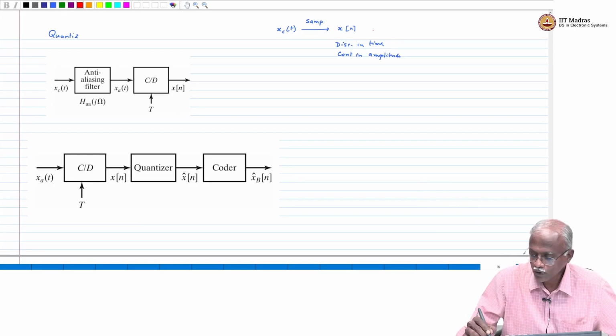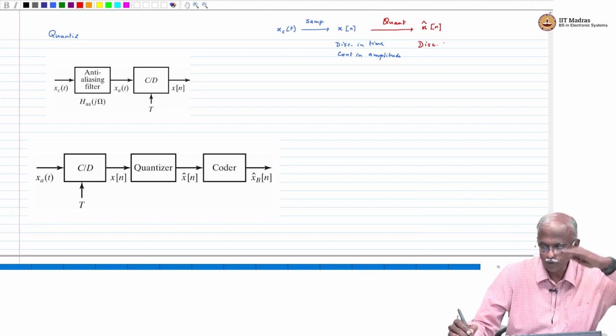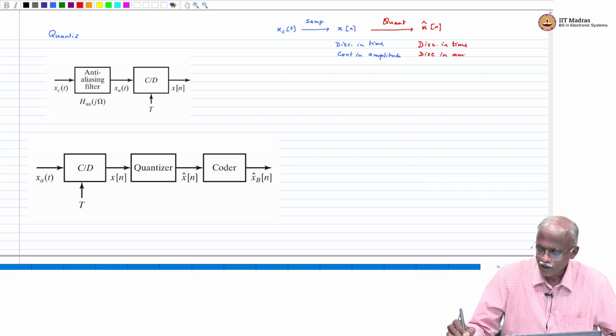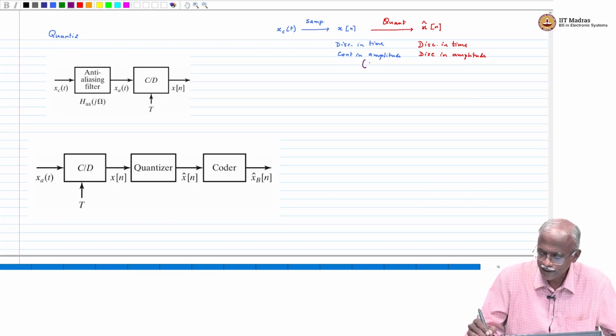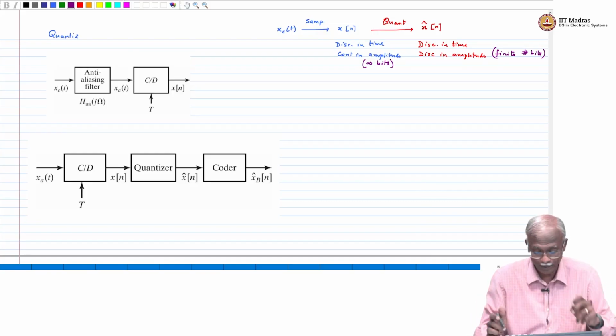Now, if we go one more step where we do the quantization, then we will get x hat of n, where it is discrete in time and discrete in amplitude, only a finite number of discrete levels. And the difference is that infinite precision, continuous amplitude, means an infinite number of bits in the representation. This will have a finite number of bits in the representation. That is what we mean. Discrete in time we already saw.